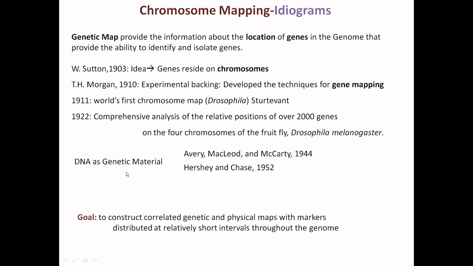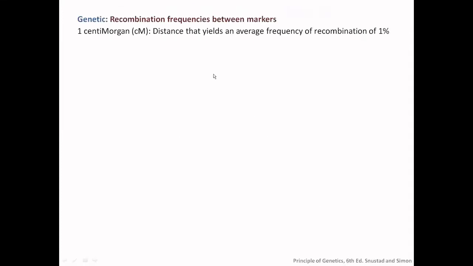The goal of chromosome mapping is to construct correlated genetic and physical maps with the markers distributed at relatively short intervals throughout the genome. There are 3 types of maps, and we'll discuss each of them. First, we'll provide a summary of all the 3 maps on this slide.